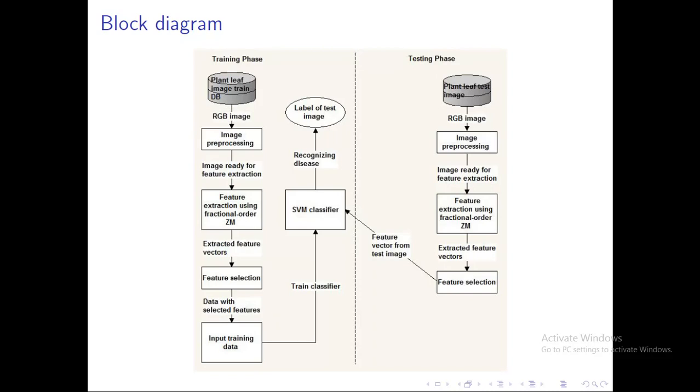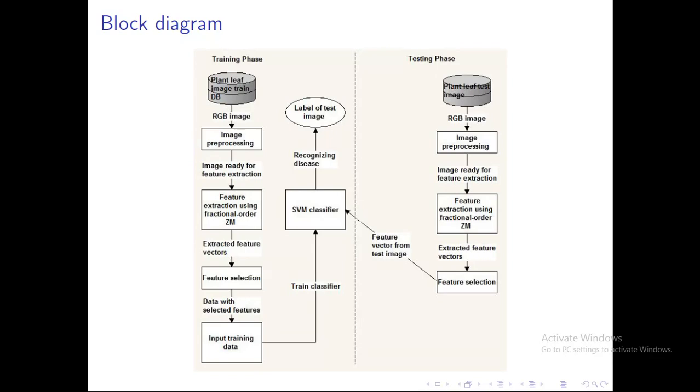After that the image will be ready for feature extraction, and then the fractional order Zernike moments are extracted from each image, which generates a feature vector corresponding to each image, and all the feature vectors combine to form a feature matrix. Then the feature selection will be done on that feature matrix with the use of random forest. After selecting the features, the data will be converted to training and testing data in the 70-30 ratio.